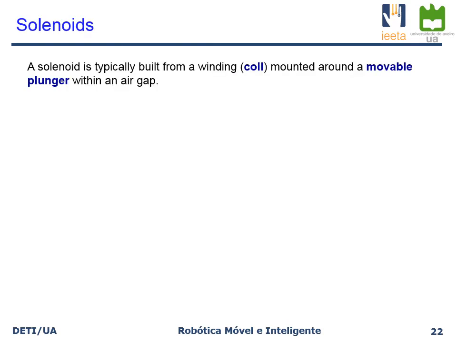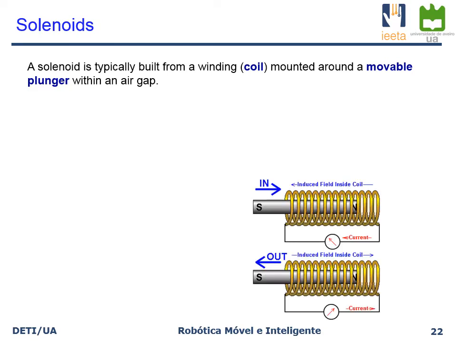Apart from the electrical motors, there is also another type of electrical device that can be useful within mobile robotics, and we'll give further on an example of that. These devices are generally called solenoids, and are typically built from a coil which is mounted around a movable plunger within an air gap. And this is exactly what you can see in the image that is presented here at the bottom.